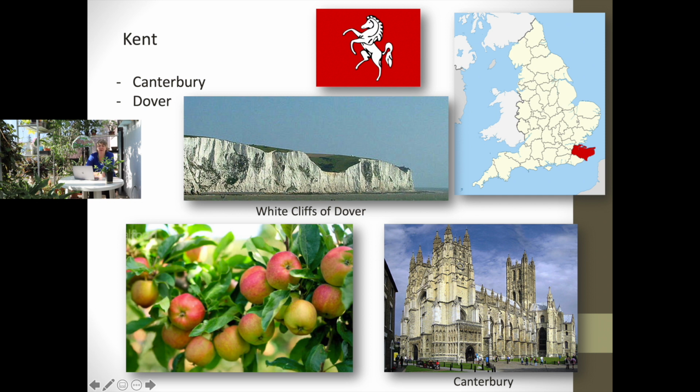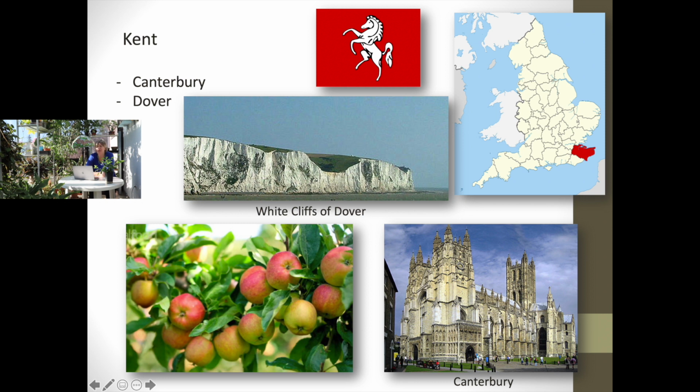So the first one, situated nearest to continental Europe, is Kent. Kent, sometimes called the Garden of England. This is the place with orchards. This is the place with quite a long tradition of fruit production, especially apples that would be used for different things, but mostly for cider. We'll talk about regional foods, of course, later on. But just to give you an idea, this image of apples growing in the tree.